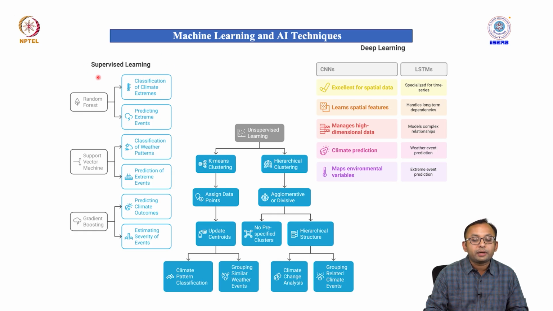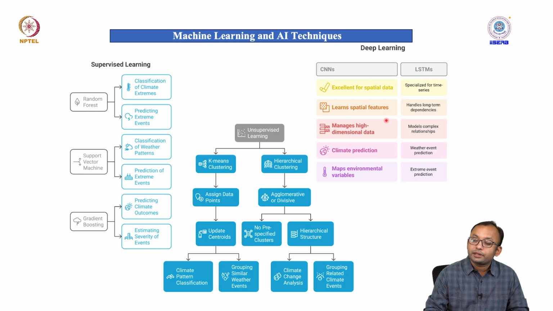There is a supervised method, which is random forest. We can classify our climate extremes, we can predict climate extremes. There is the support vector machine, with which we can classify weather patterns and identify the predictors of climate extremes. Then there are gradient boosting algorithms as well.